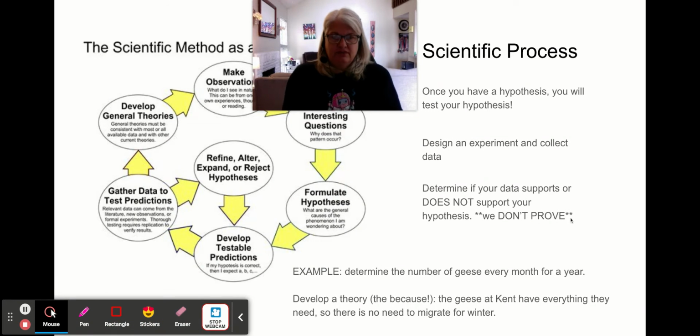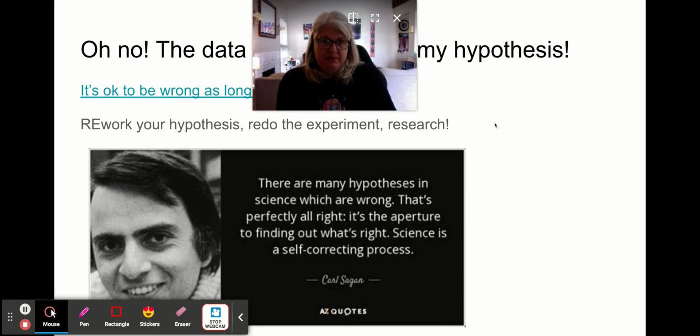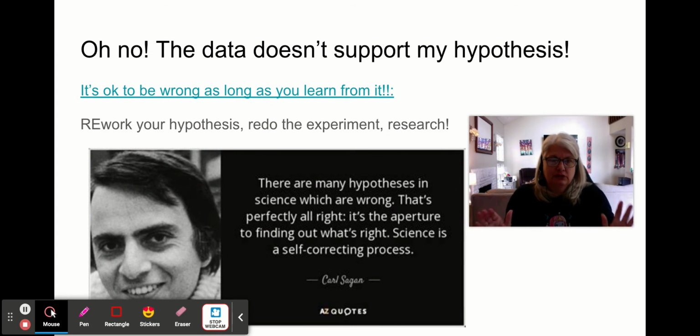And I think you guys will find it's actually pretty fun. Okay, what happens when your data is incorrect? Does that mean that you have failed as a scientist? Absolutely not. A lot of science is going to go wrong, okay? And it's okay to be wrong. It just means you have to redesign or rethink or go back to step one, and that's totally okay.